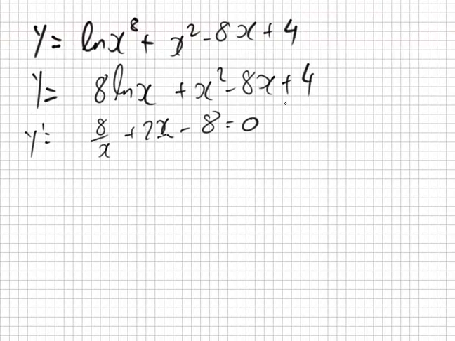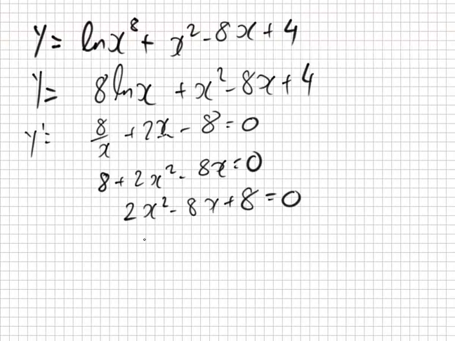By multiplying by x. So you get 8 plus 2x squared minus 8x equals 0. So you have 2x squared minus 8x plus 8 equals 0. x squared minus 4x plus 4.